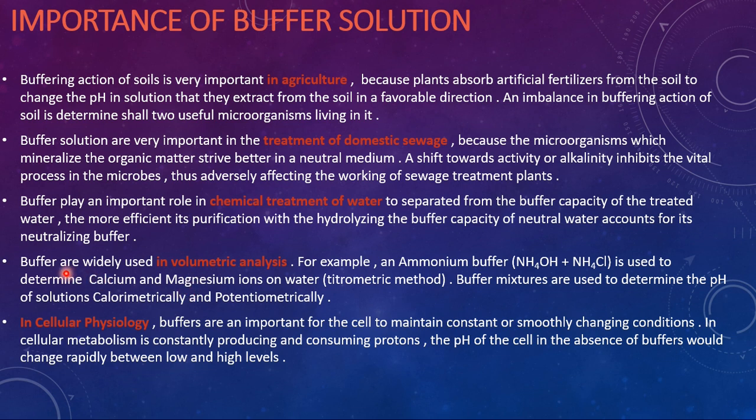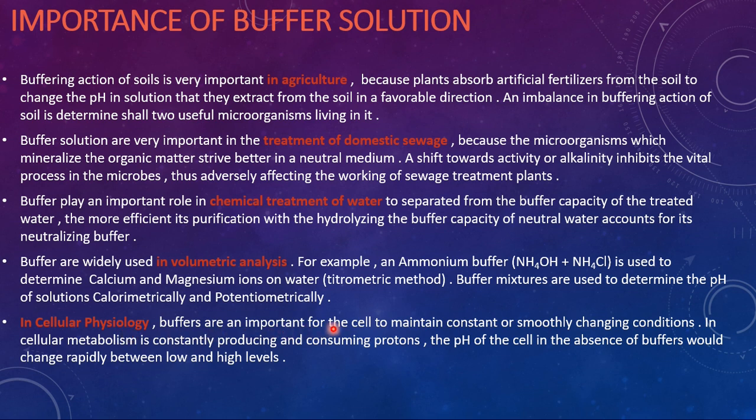And then these buffers are also used in volumetric analysis in chemistry labs. If you come from a chemistry background, you may have used some buffers in volumetric titrations, colorimetry studies and potentiometric studies also. Okay, and then obviously we have discussed cellular physiology. The bicarbonate carbonic acid system, as I told you, is a very important buffer system, and so is the phosphate buffer system. Those are all very well studied in cellular physiology.